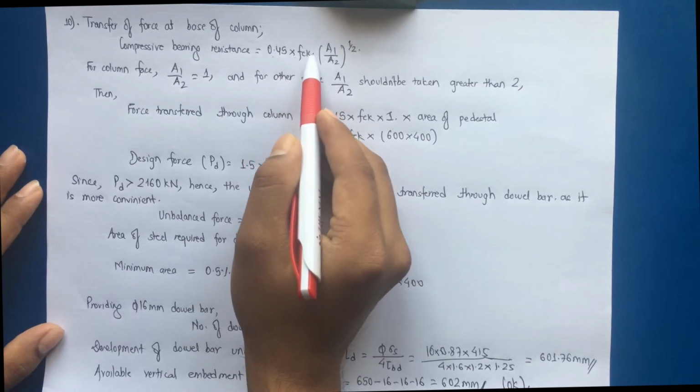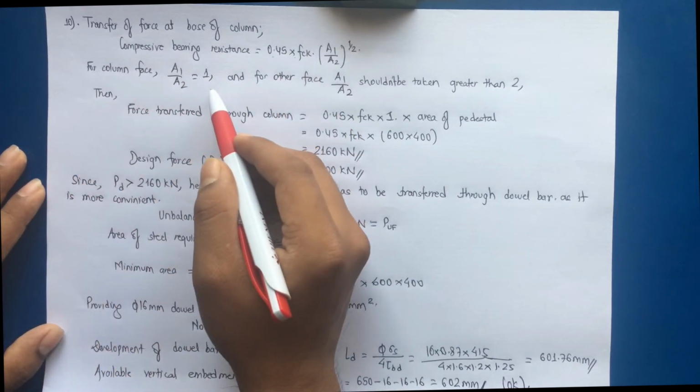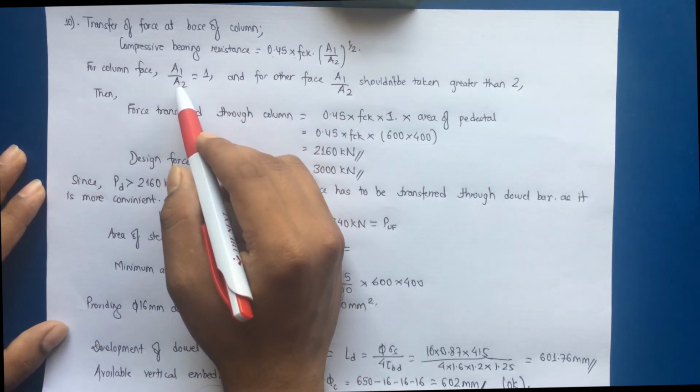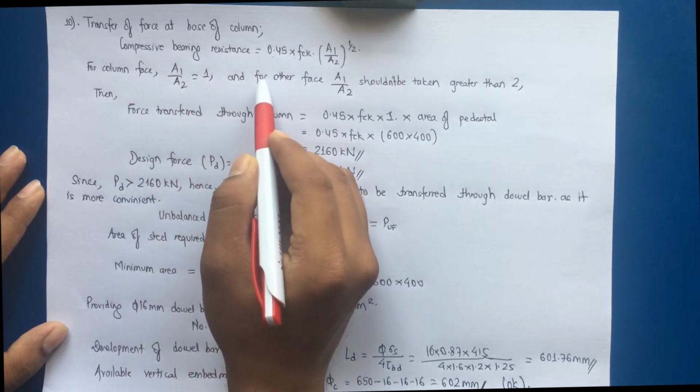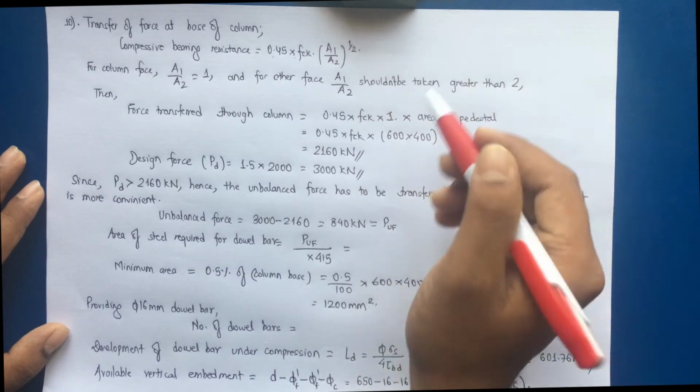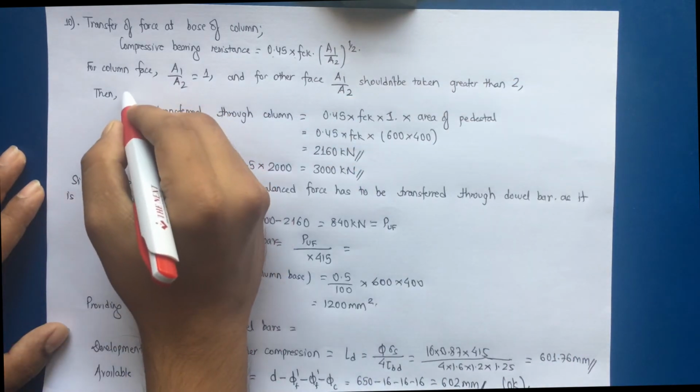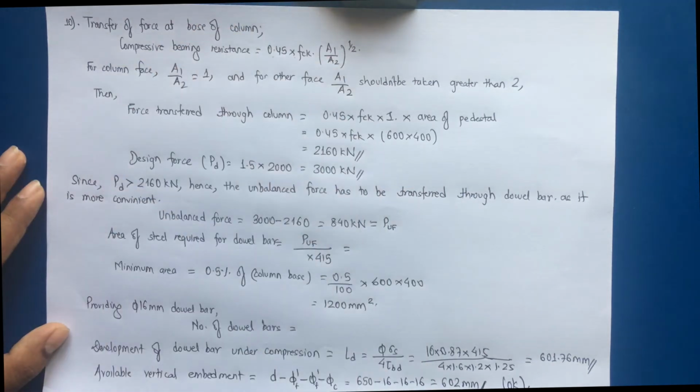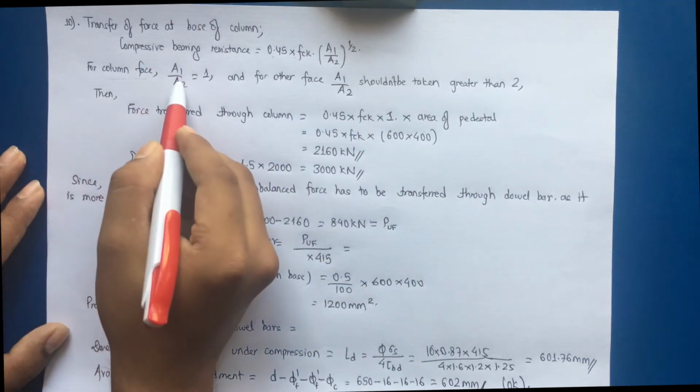So you can understand this point. For column face, the value of A1 by A2 shall be 1, and for other face it shall be taken as any value but not greater than 2. Generally the governing case will be the column face, so we will be considering the column face condition.